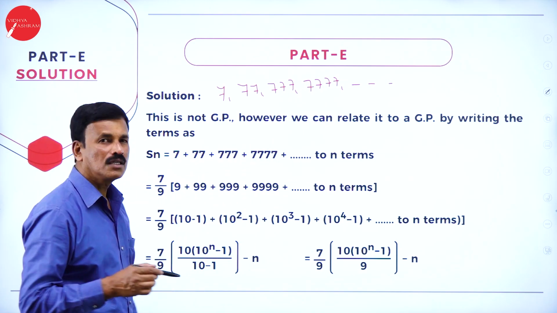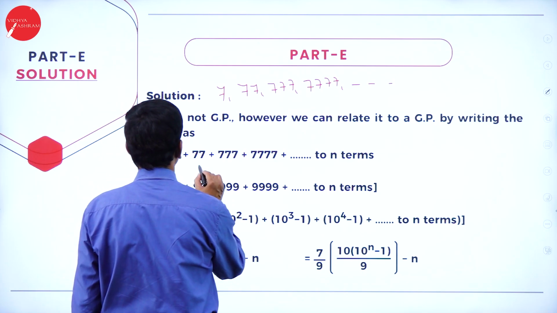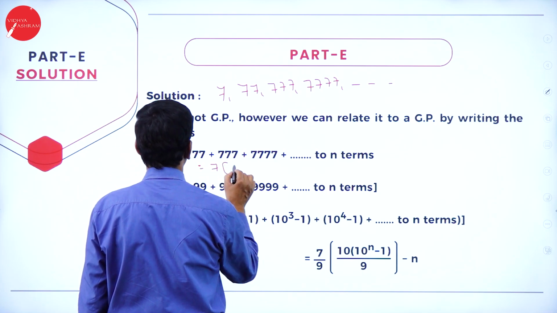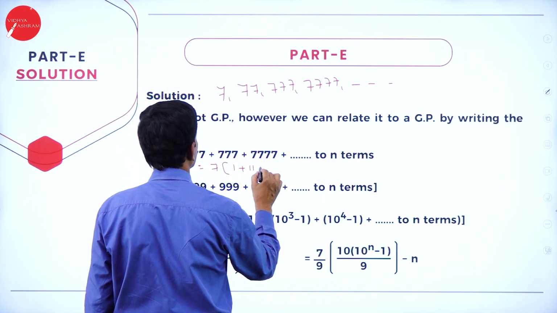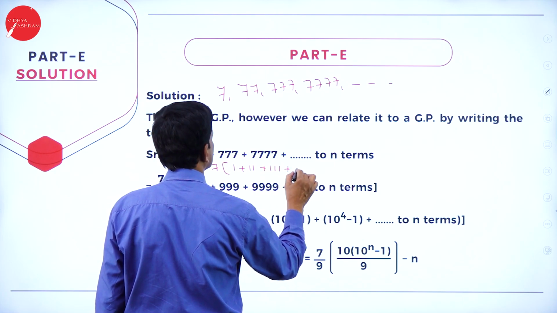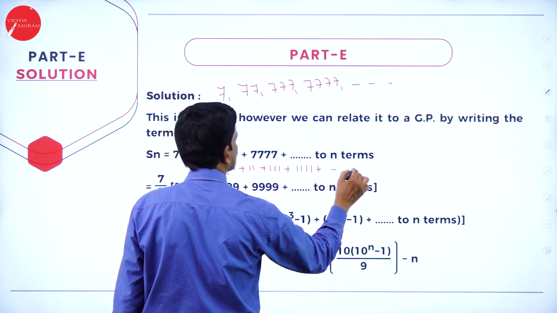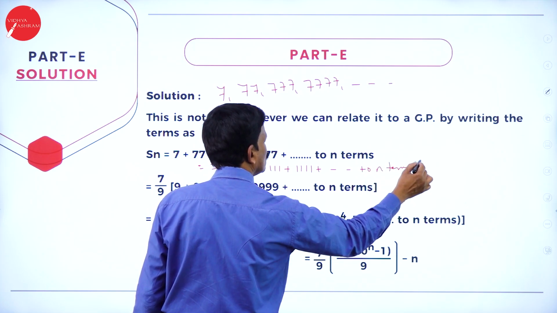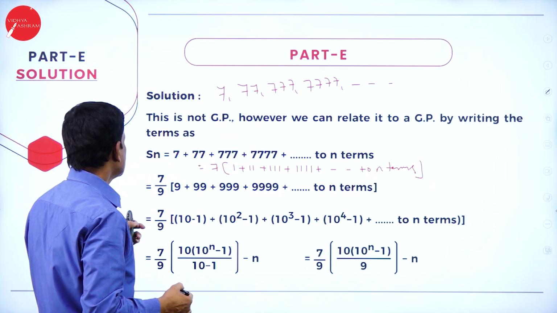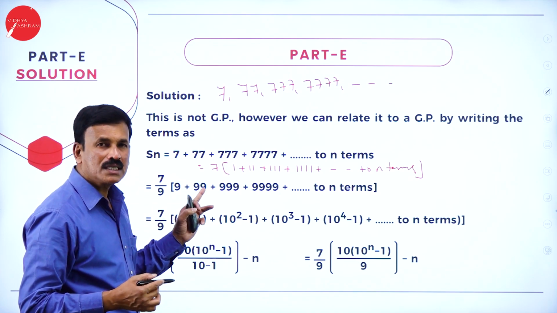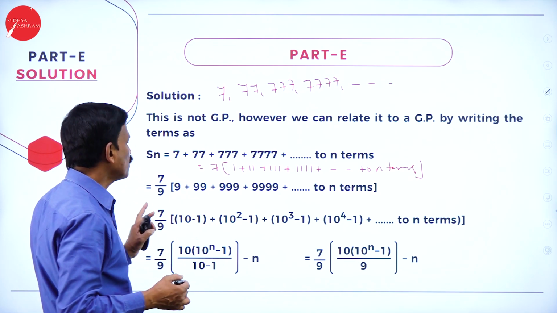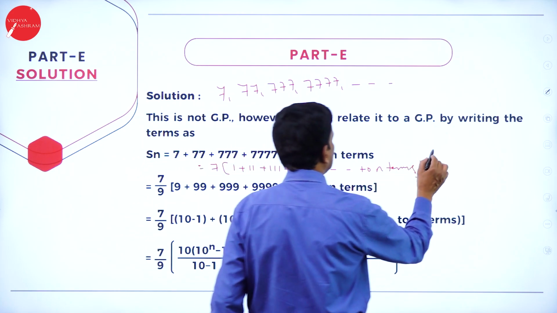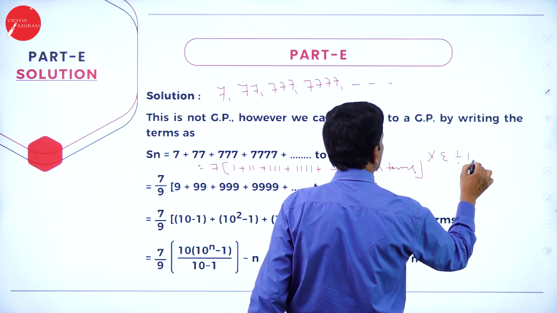Now, just take 7 as a common factor here. If we take 7 out, what happens? 1 + 11 + 111 + 1111 + etc. to n terms, right? Now just multiply and divide by 9.